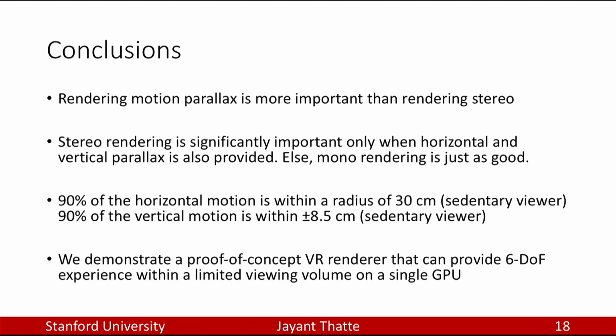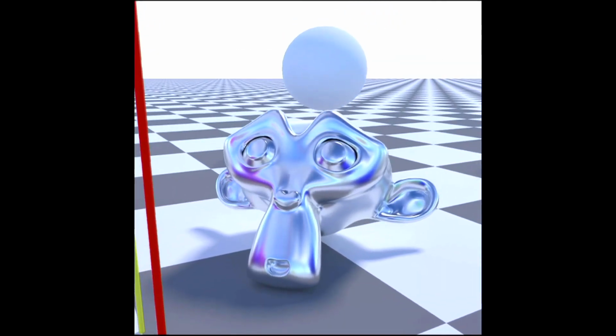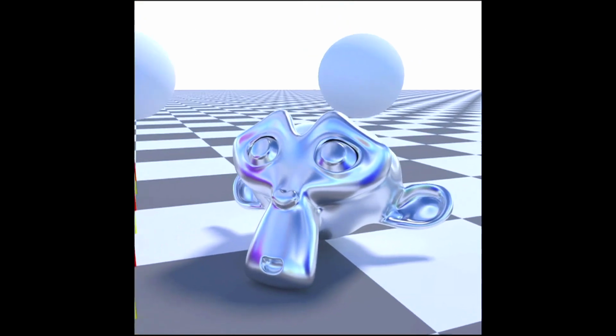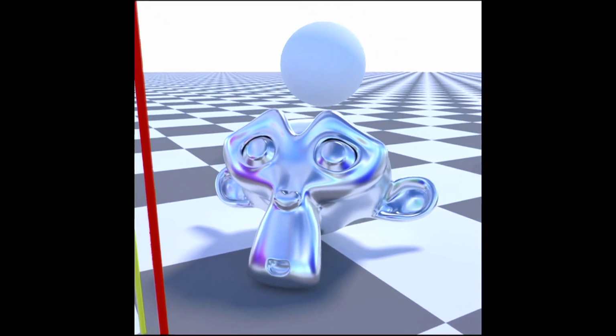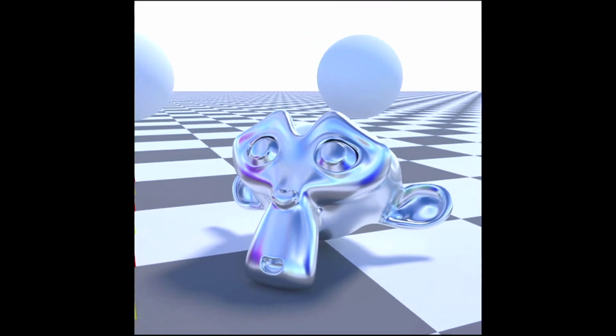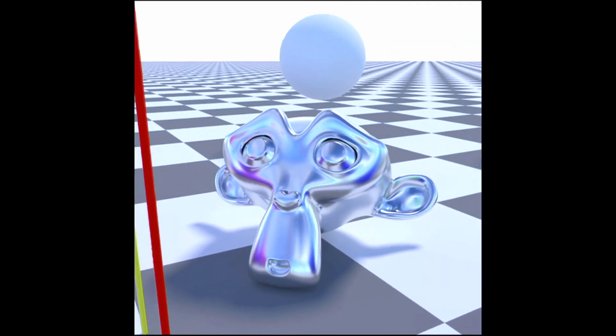And finally, we demonstrate a proof of concept VR rendering system that can render on a single GPU and still provide a 6 degrees of freedom experience within a limited viewing volume. With that, I'm going to stop, and I'm going to just leave this one final video running. I don't know if it's easy to see on the projector, but you can see the specular highlights changing on the monkey as the viewpoint changes.